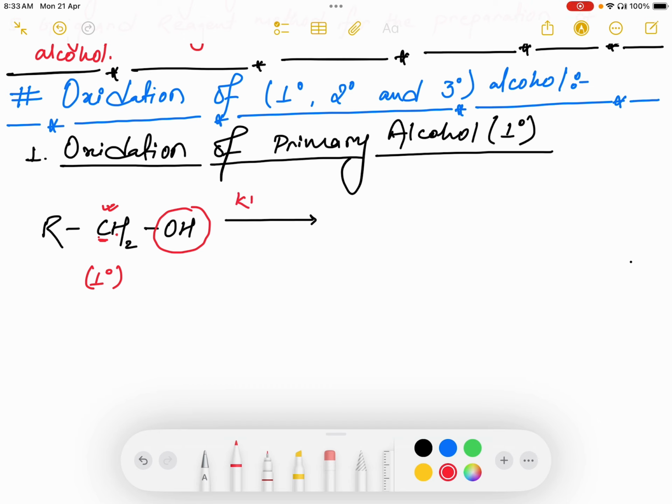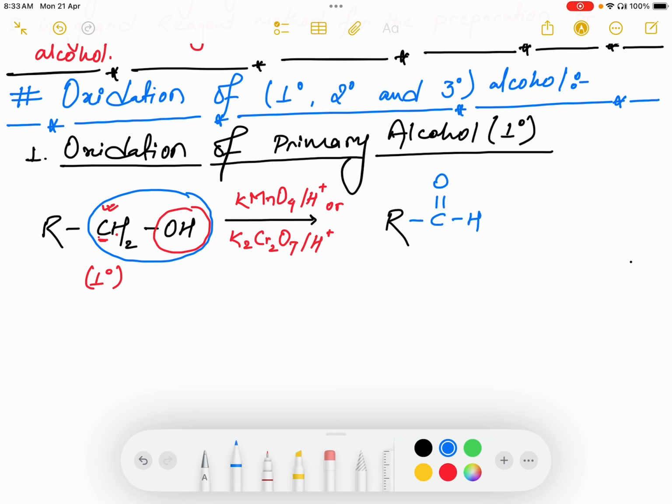If you treat it with KMnO4, which is a strong oxidizing agent, in acidic medium, or K2Cr2O7 in acidic medium, either of these can be used, then we'll generally get aldehyde. What will happen is this entire CH2OH group will transform into a C double bond O H group. So basically the alcoholic group gets transformed into an aldehydic group.